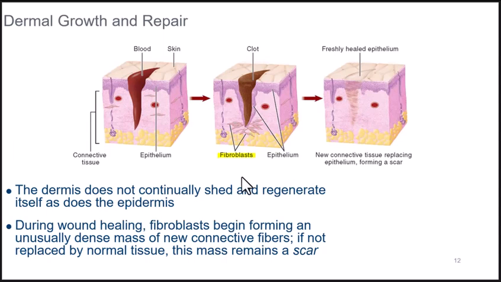Now, we hope this mass becomes normal tissue, but if it doesn't become normal tissue, then it's going to form a scar. We can see all those small cells here that are working to rebuild the tissue, and you can see a scar has formed in this case here.